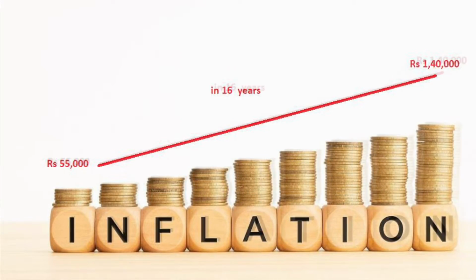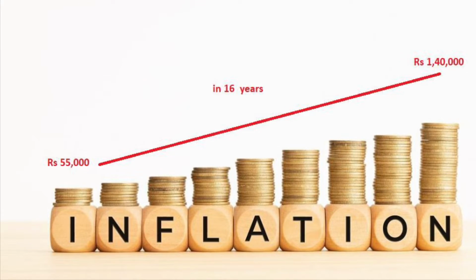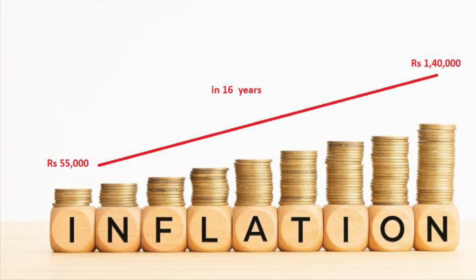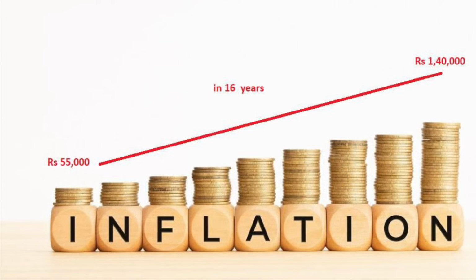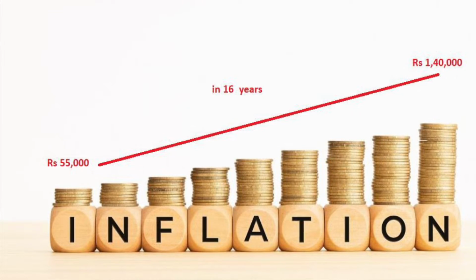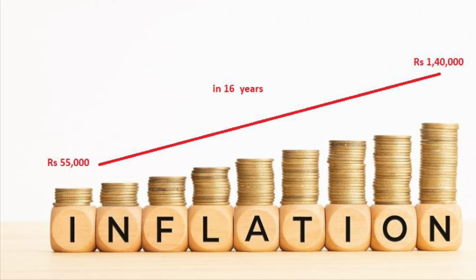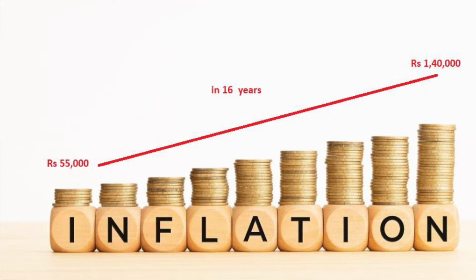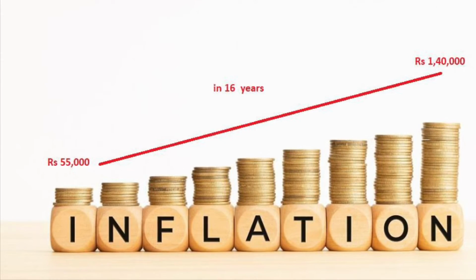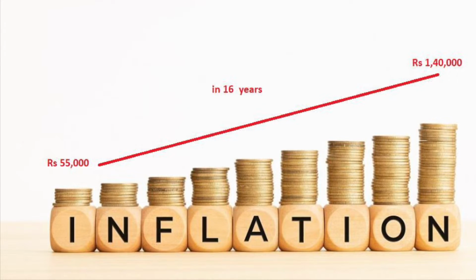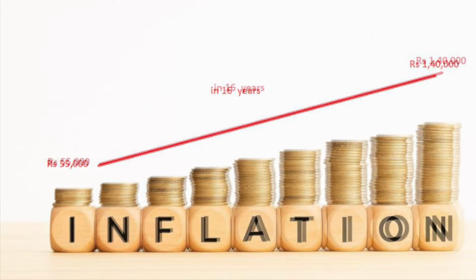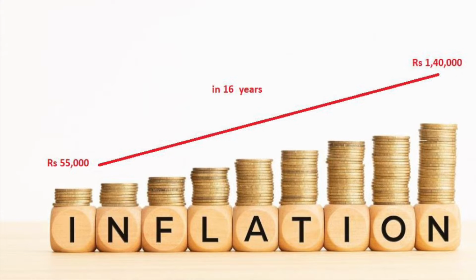Let's say you need rupees 55,000 to live comfortably today and you need to start having regular income in 16 years. Then rupees 55,000 adjusted for inflation is rupees 1.4 lakhs in 16 years. So you would need this money every month as income to live a comfortable life as is today.